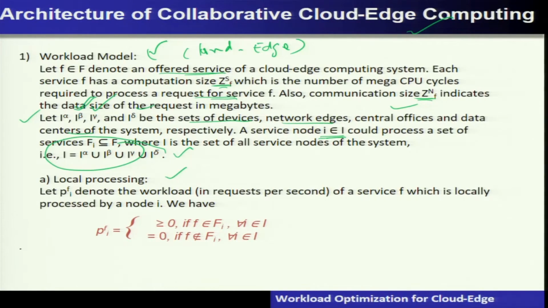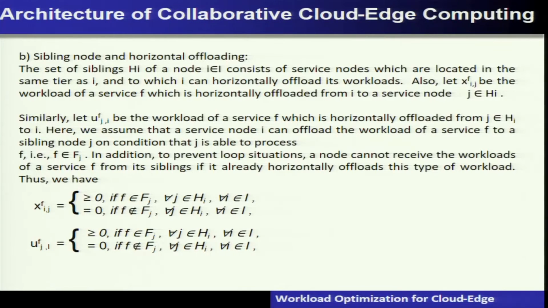As far as the local processing is concerned, define the workload in the requests of a service F that is locally processed by the node, and we have this particular sibling node and the horizontal offloading. So, the set of siblings H_I of a node consists of the service nodes which are located in the same tier. So, whenever we are considering horizontal offloading, we are assuming that there exist sibling nodes, and these service nodes, in the form of siblings, which are located in the same tier, can horizontally offload their workloads, and often this is represented by these equations.